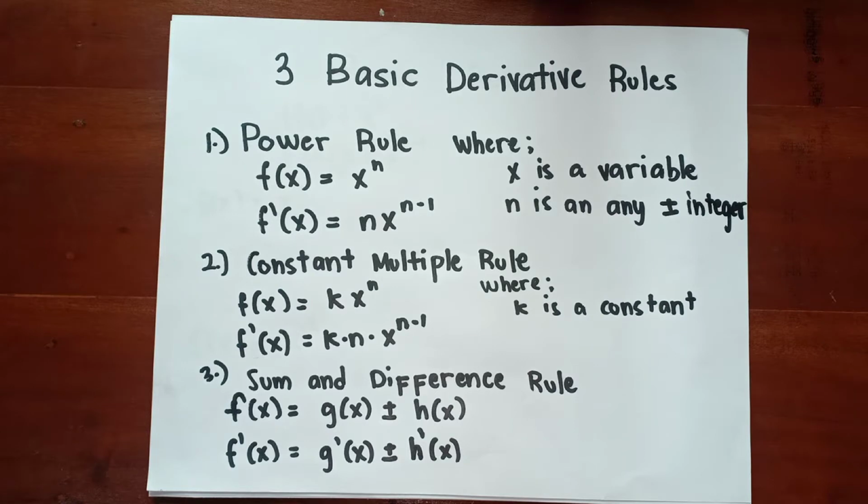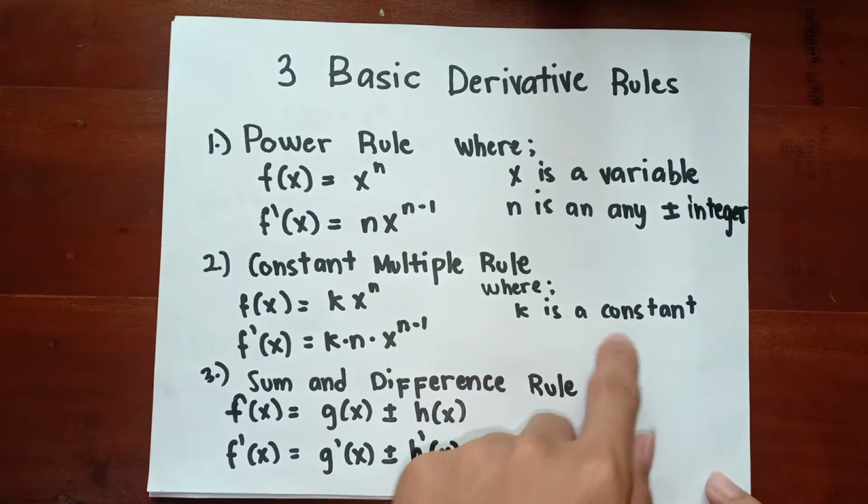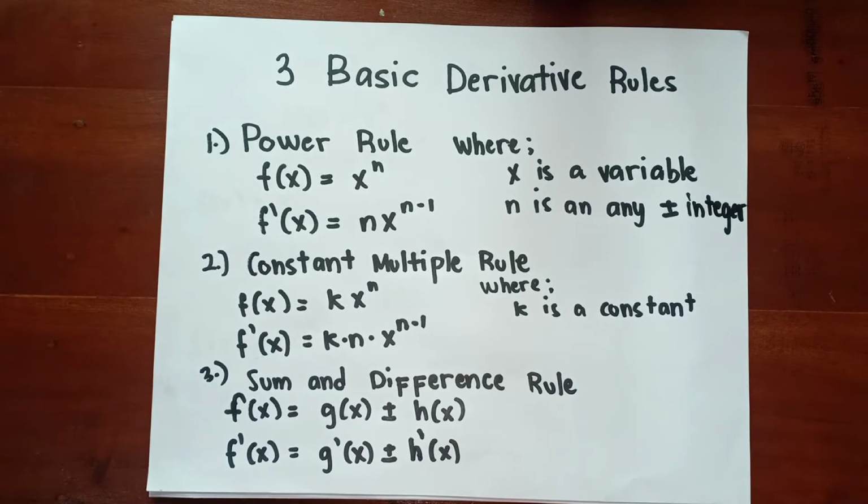So, second rule is constant multiple rule. The same, but there is a constant in the front of x raised to n. Just a simple power rule, but has a constant in the front of it. So, where k is a constant, any constant. So, f of x equals k times x raised to n. How to differentiate this function?